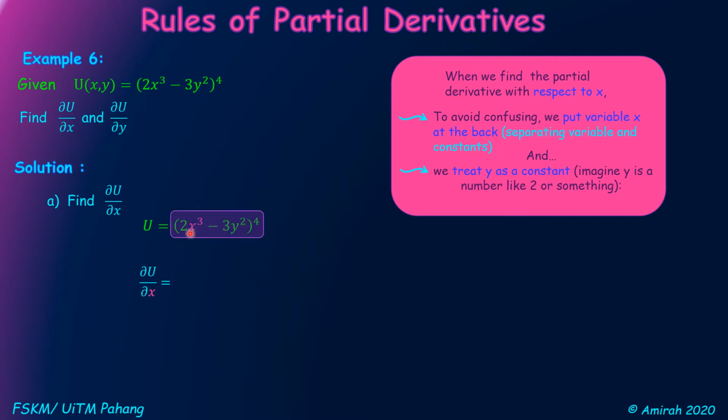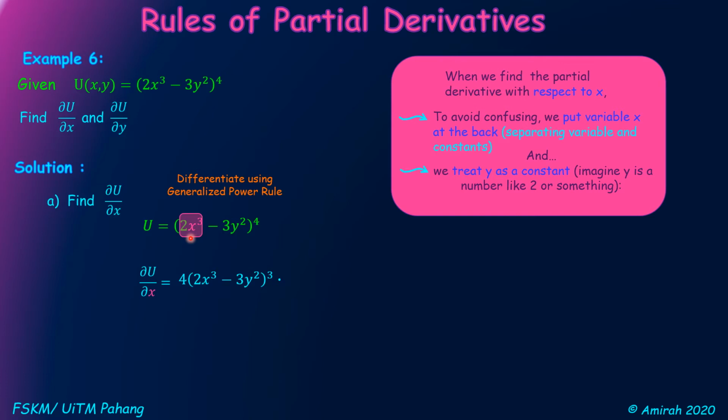Now we have bracket to the power of 4 here. So we can differentiate using the generalized power rule. When we differentiate using the generalized power rule, we can move the power of 4 in front here. And then we copy inside the bracket 2x cubed minus 3y squared. And then we reduce 1 from the original power. So we get 4 minus 1 equals 3. Right? After that, we differentiate the function in the bracket.